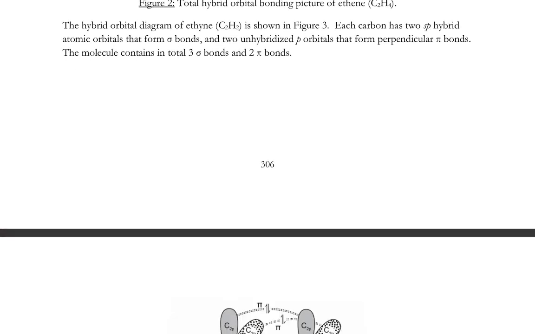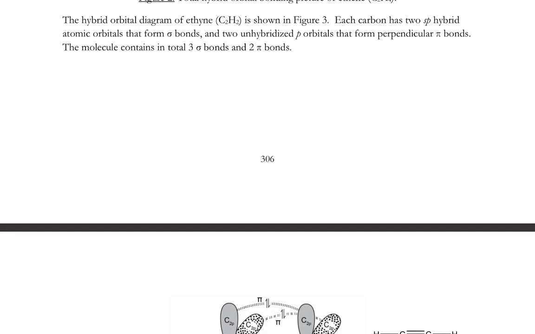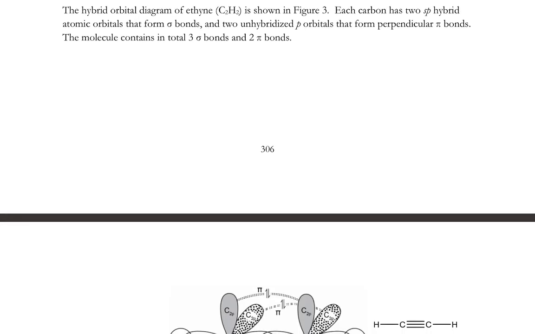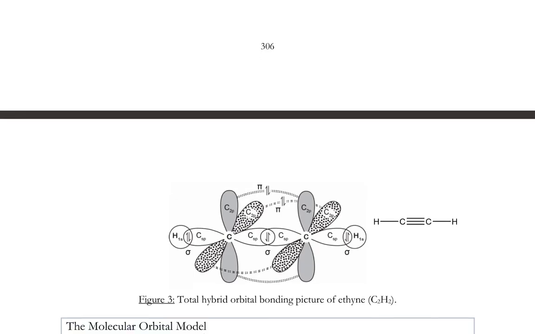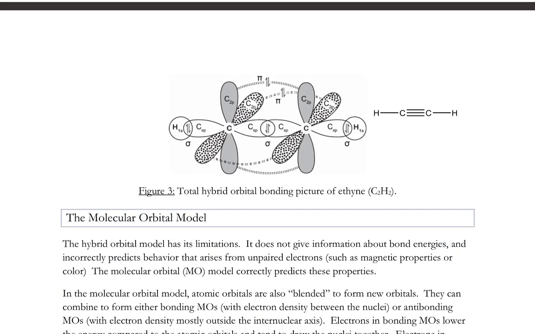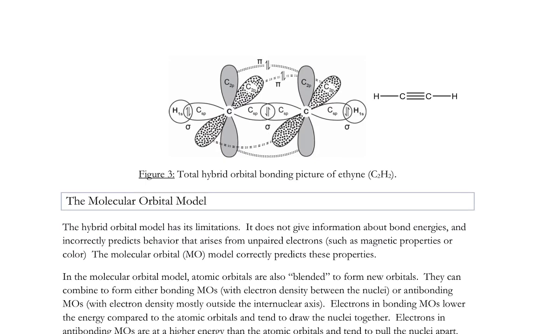Okay, in our next molecule, which is ethine, C2H2, we have yet 1 less hydrogen on each carbon. So C2H2, the Lewis structure shown on the right in figure 3, and right in the main part of figure 3 is the total hybrid orbital bonding picture of ethine.